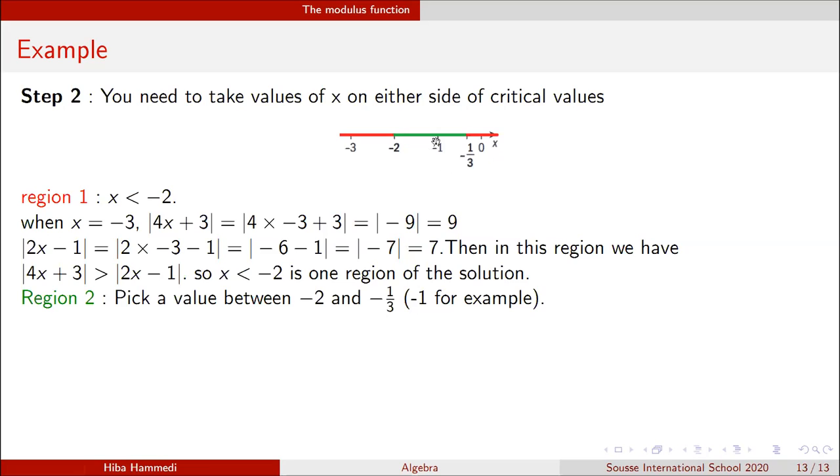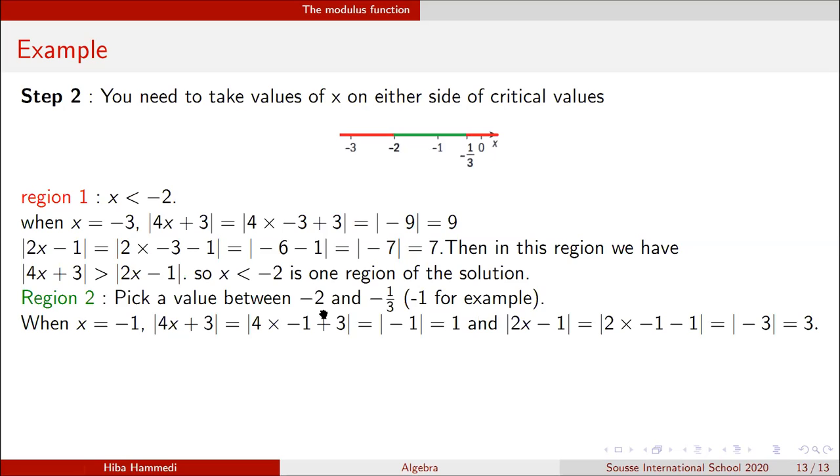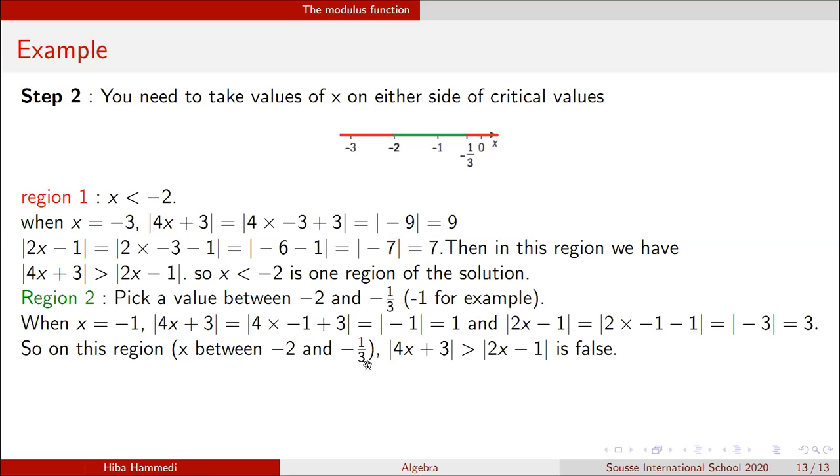A simple value is -1. I do the same thing, substituting in the expressions. Substituting in the first expression, I get 1, and in the second expression, I get 3. Well, 1 is not more than 3, so this is not a good region. The values in this region don't satisfy the inequality, so it's not part of the solution, and I don't pick this part.